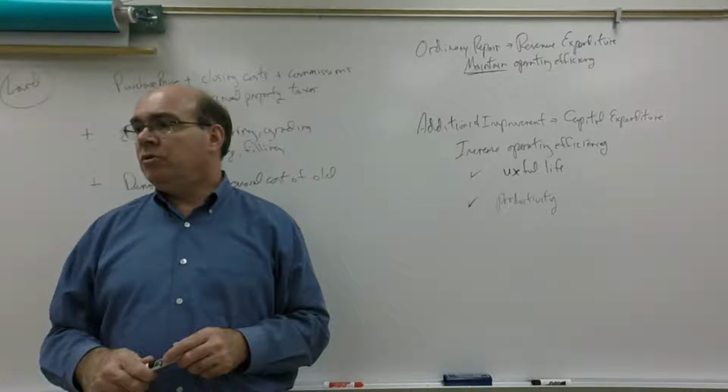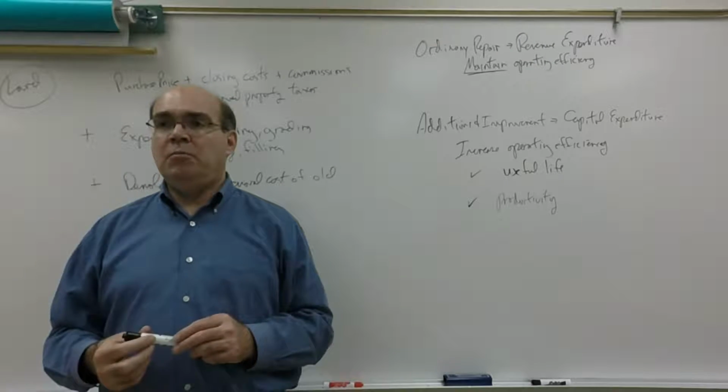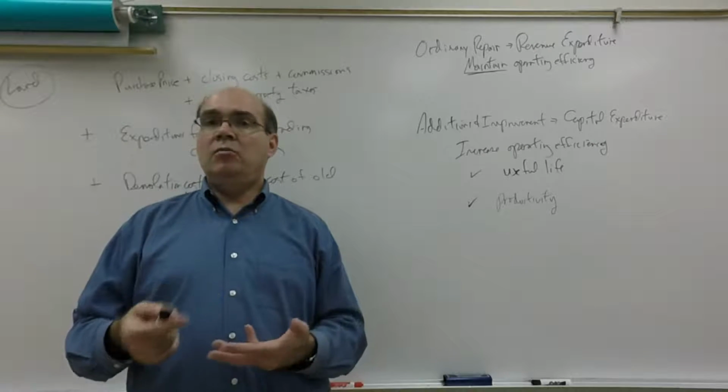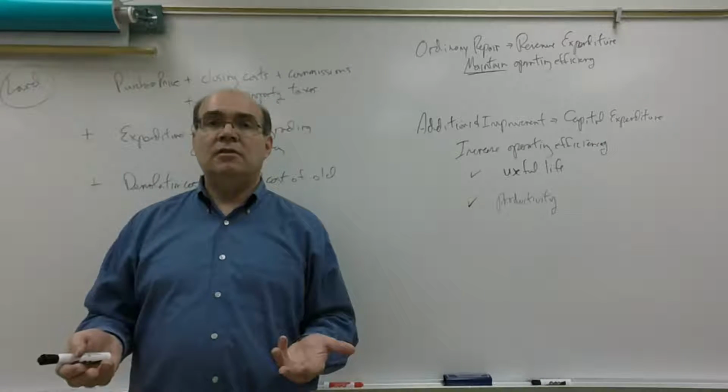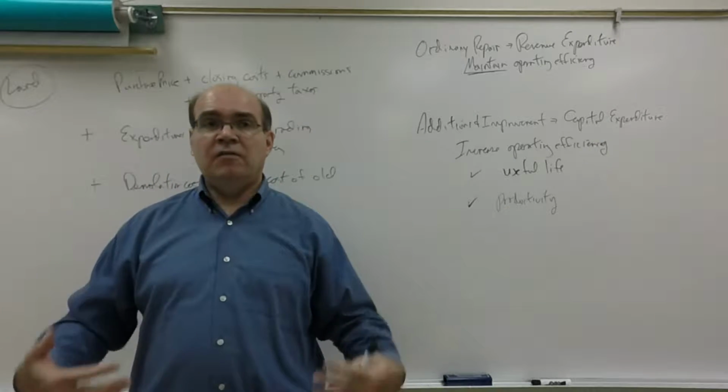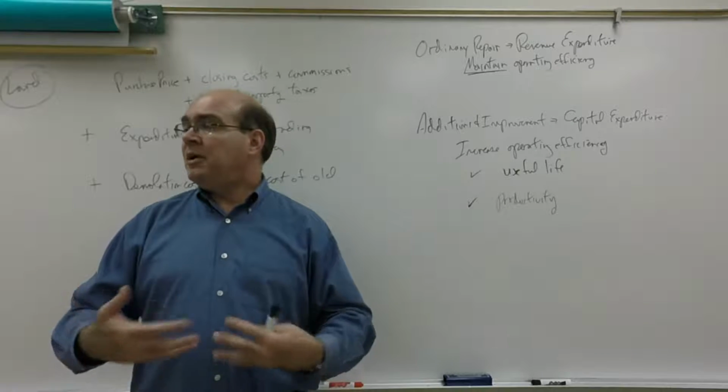So maybe you go through and you decide the motor's going bad, and instead of getting it at the end of its life, you say, I'll put a new motor in it and I can use it another 5 years. That would be a betterment. That would be a capital expenditure. So the cost of putting that motor in would become a capital item.